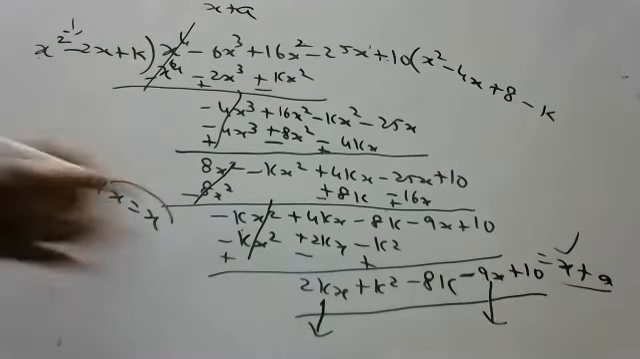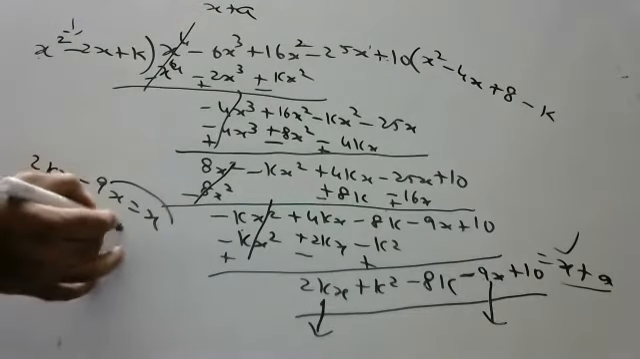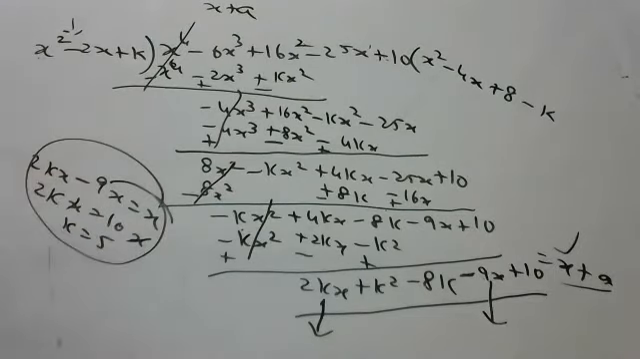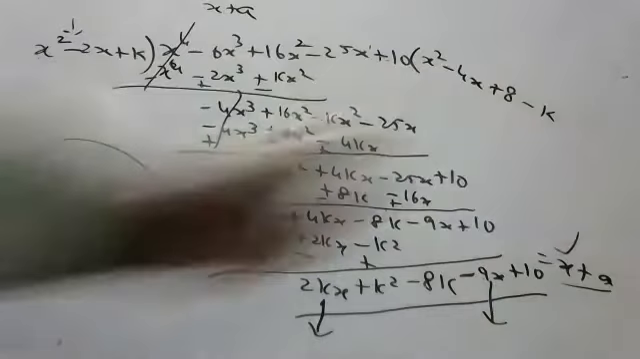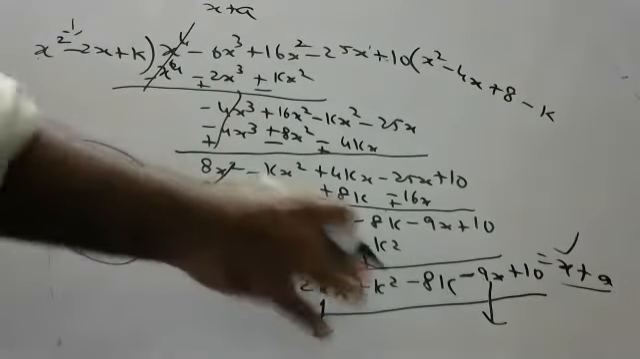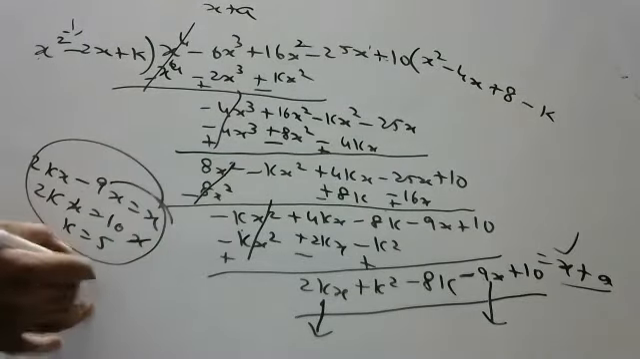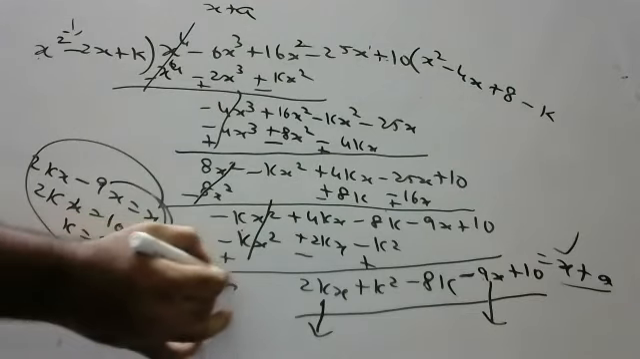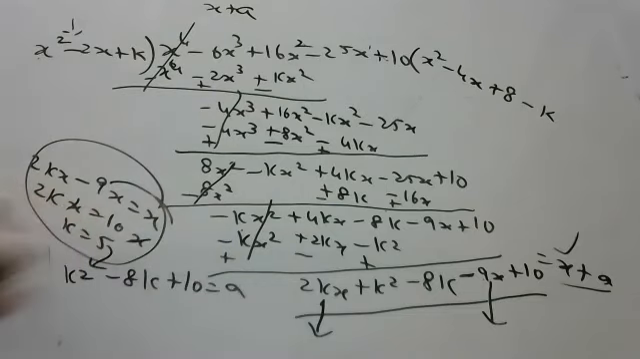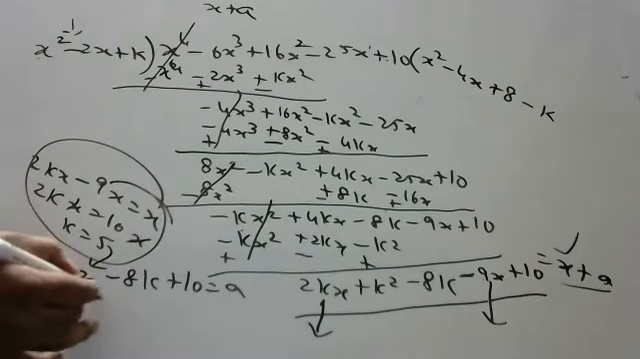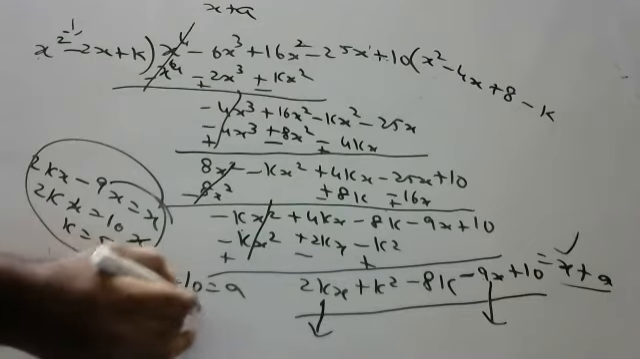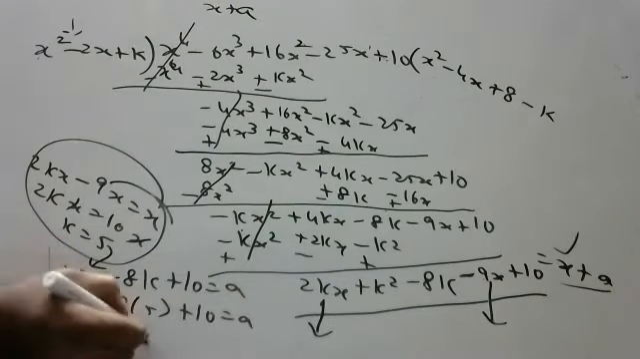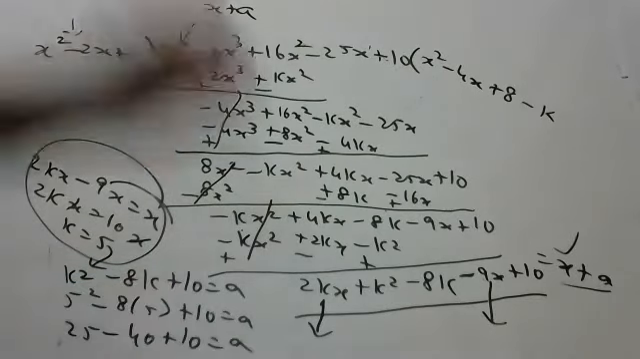So if this goes here, 2kx is equal to 10x. x gone, k is equal to 5. You got the k value. Now the remaining are all constants that you compare with a. What are remaining? k square. Please try to understand, children. Don't panic. k square minus 8k plus 10 is equal to a. What is k, children? 5. 5 square minus 8 into 5 plus 10 is equal to a. 25 minus 40 plus 10 is equal to a.